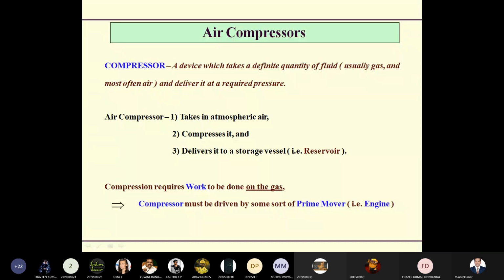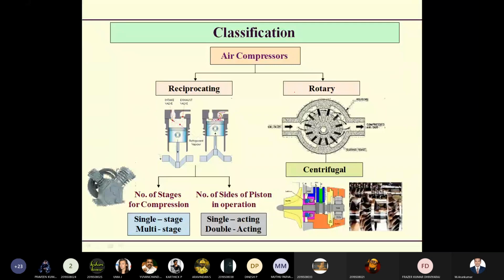So coming to our point, in this compressor the work is done on the gas, right? So W is positive or negative? Work is to be done on the system, so we need negative work. Right? So we need to do work on the system. The compressors must be driven by some sort of drive motors like engines, so we need minus work.